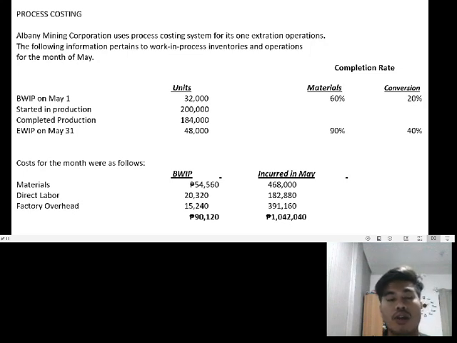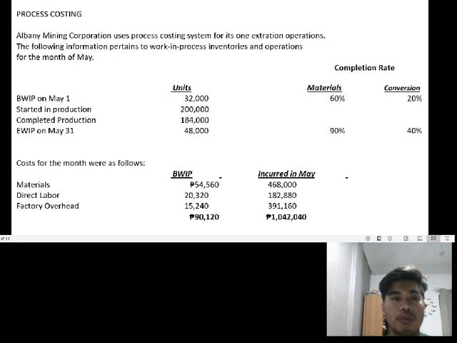Let's say for example, if we are using first in first out method, yung completion production, it is composed of beginning work in process at yung started in production units. So, we have to split out ilan ba yung units from the beginning work in process at ilan ba yung units na bago lang na-introduce at natapos rin. Kasi magdedepende, or the unit cost will differ, kung ano yung method ang gagamitin natin.